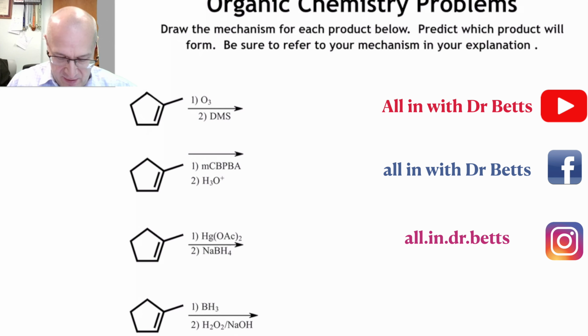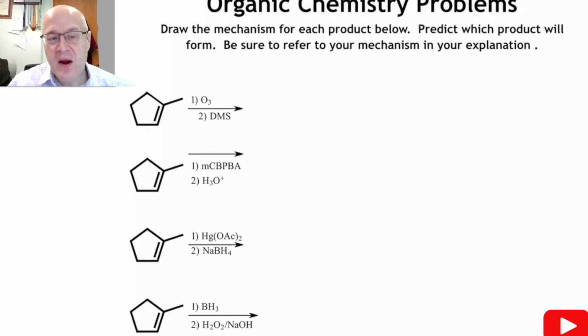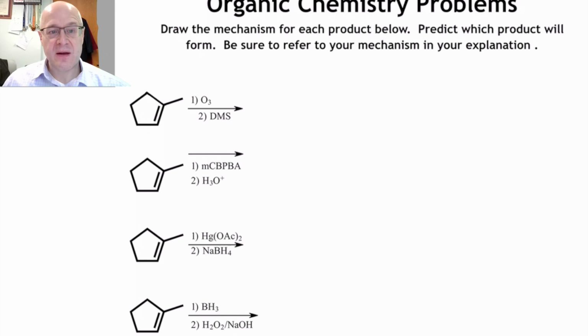So we have the same alkene being treated under varying conditions. So let's take a look at the first one. Ozone, then DMS. Now this question is not asking for mechanism. So I'm not going to give the mechanism. I'm just going to give the product. Very simple.